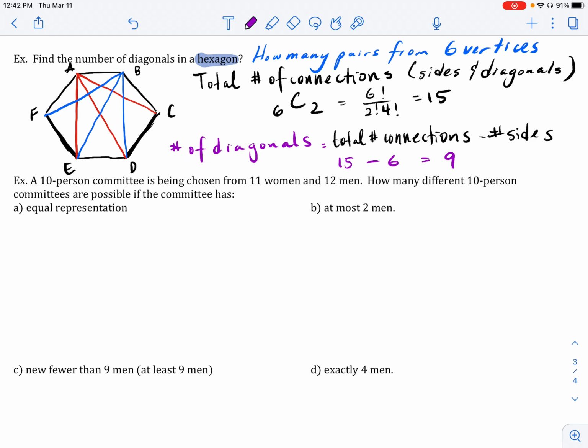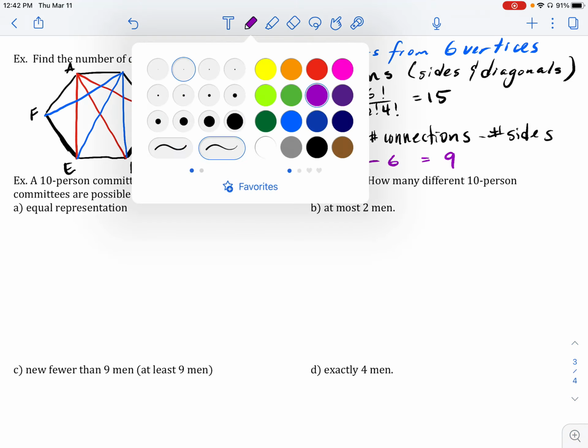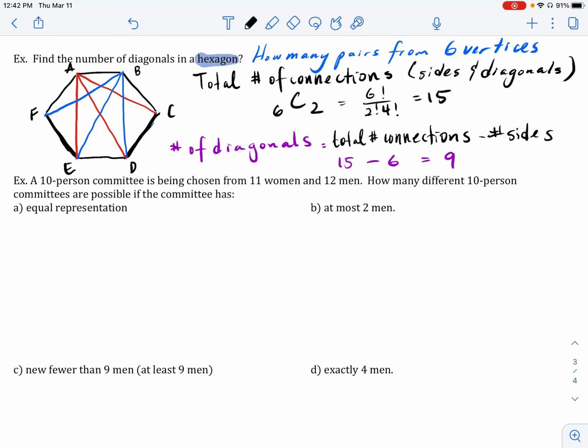This time we have a 10-person committee, and this 10-person committee is being chosen from 11 women and 12 men that are available. How many different 10-person committees are possible if the committee has, first off, equal representation? And by that, what we're saying is we want to have an equal number of men and women. So 5 men and 5 women, for example.